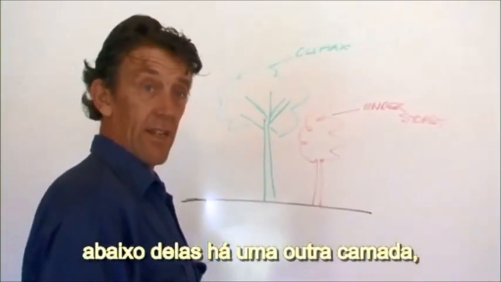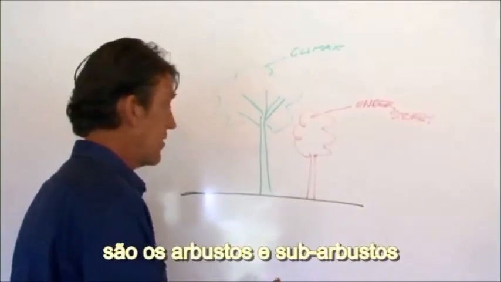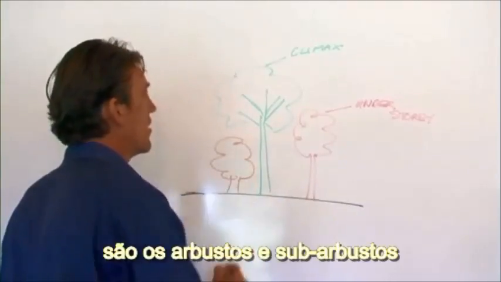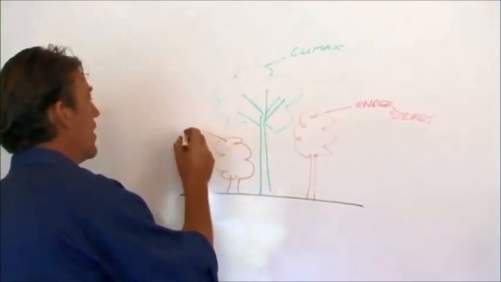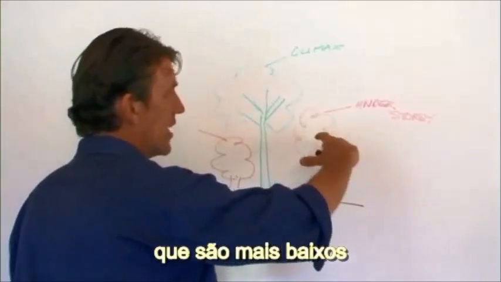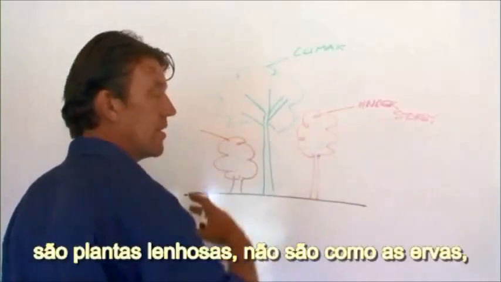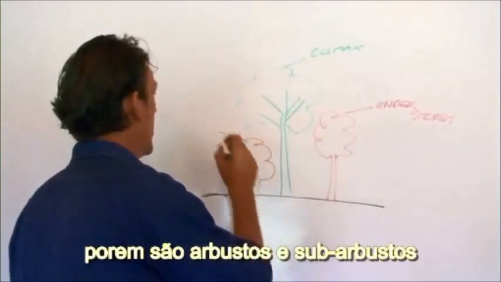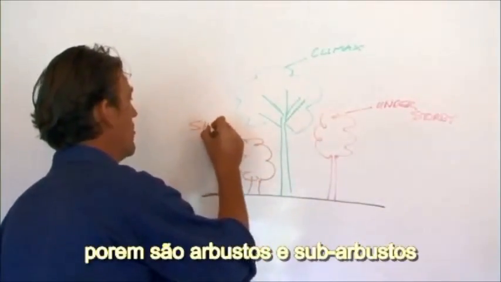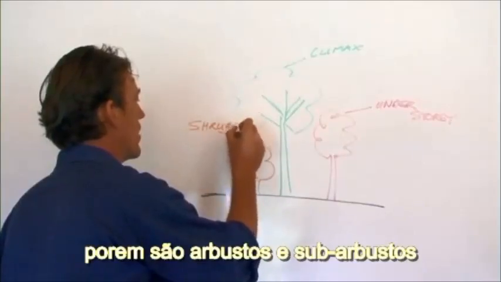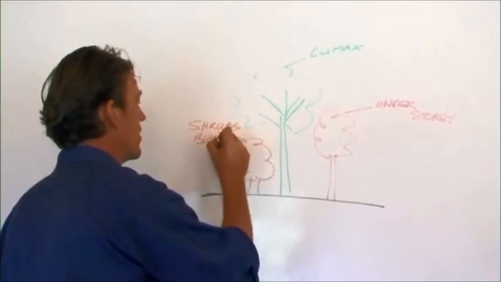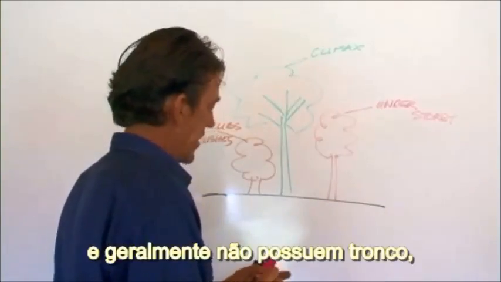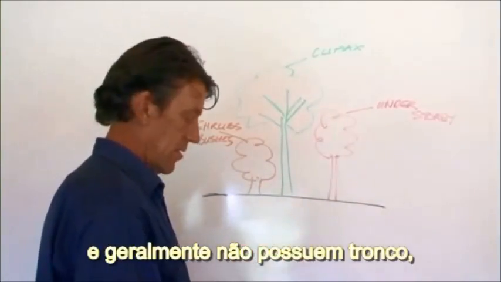Underneath those again, there's another layer. So this is the shrubs and bushes that are lower again. They're still woody plants, they're not herbaceous plants, non-woody plants, but they're shrubs and bushes, and they generally don't have a trunk.